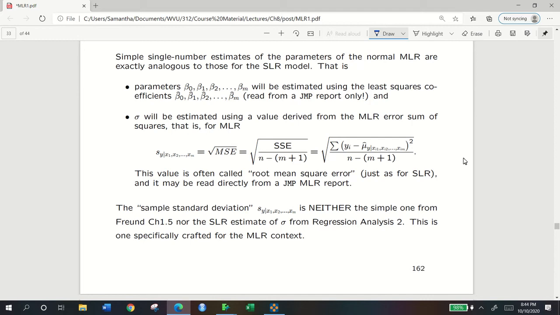I do want to emphasize that this sample standard deviation is not the one that we discussed in chapter 1.5, nor is it the same as the simple linear regression estimate that we talked about in our SLR2 notes. This is one that is specific to the multilinear regression context.